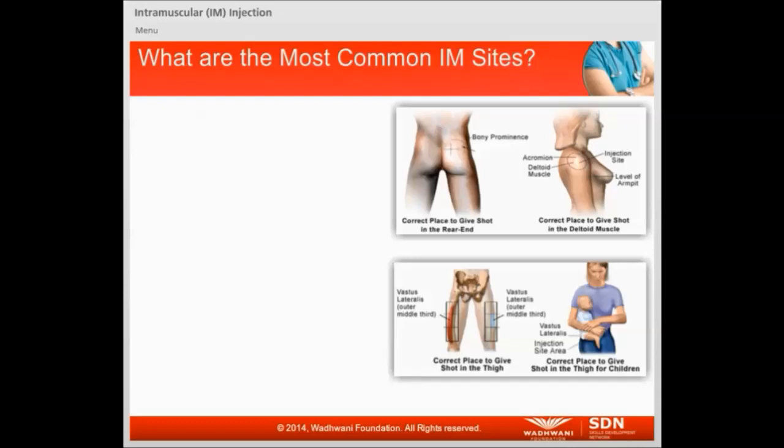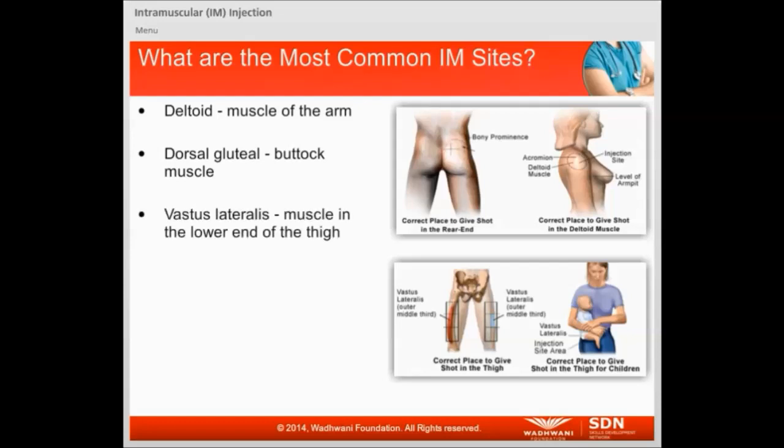Here are the most common sites for IM injections. Deltoid is a muscle of the arm. Dorsal gluteal is the buttock muscle. Vastus lateralis is the muscle in the lower end of the thigh. Rectus femoris is the middle of the front of the thigh.